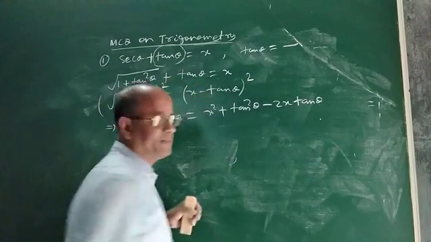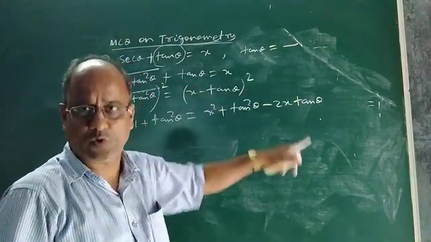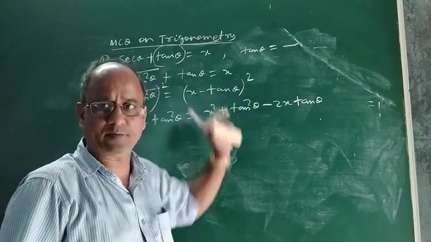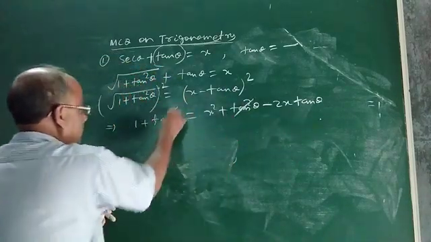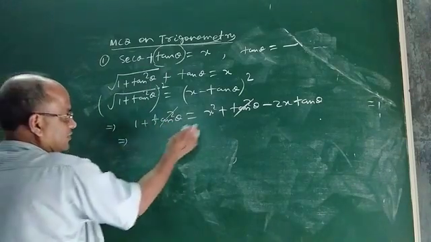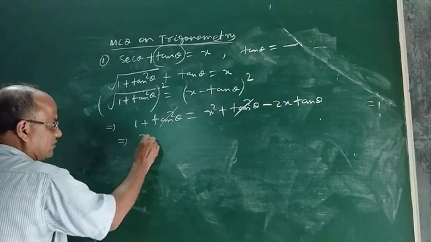How did I get this expression? I got this expression by applying the formula a minus b whole square. This is a, this is b. So I applied the formula here. Now see, tan square will be cancelled. So take 1 to the right hand side and bring this one, 2x tan theta, to the left hand side.